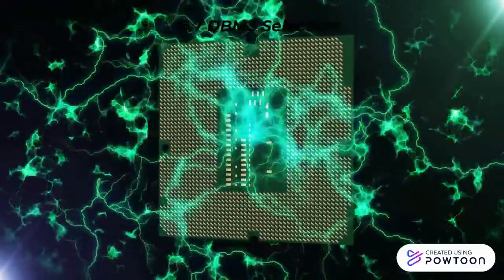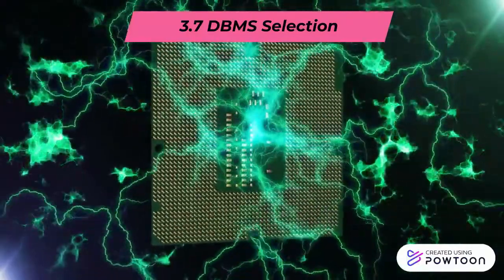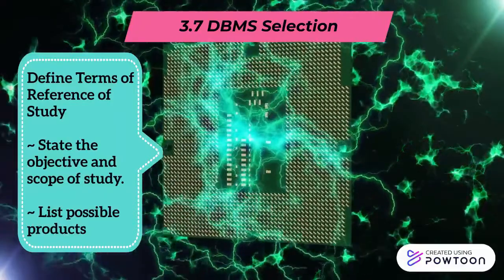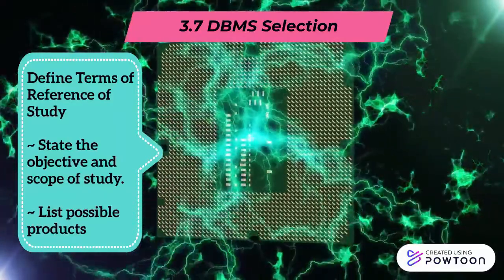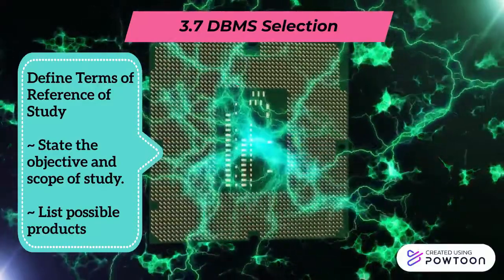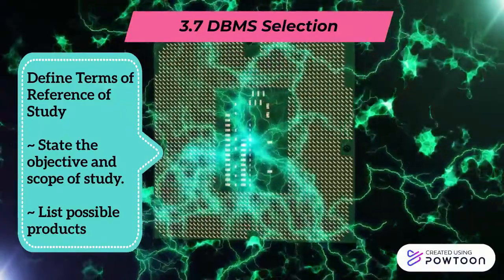Database Management System (DBMS) selection. There are 4 main steps to select the DBMS. First, define the terms of reference of the study, where you state the objective, scope of study, and criteria to be used to evaluate the DBMS product, and list the possible products.